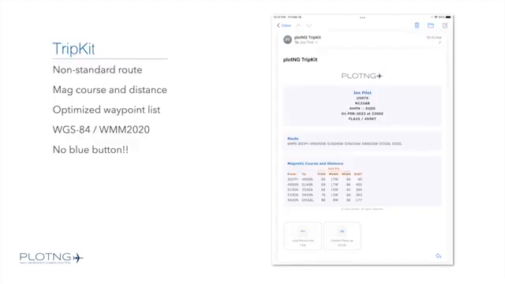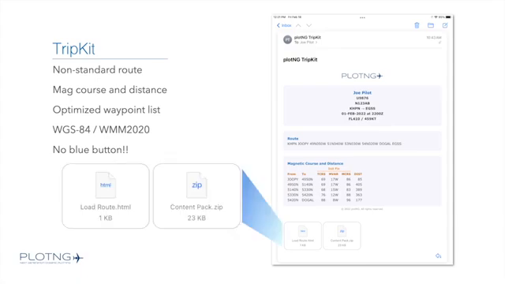Okay, this is what the new TripKit email looks like. And by the way, everything that you're seeing today could change before version 2 hits the streets, but I'm betting that won't happen. Notice that the blue button to load your route into ForeFlight was removed. We've replaced that with the Load Route attachment. This attachment will work with any email application and functions exactly the same way regardless of the app you use.